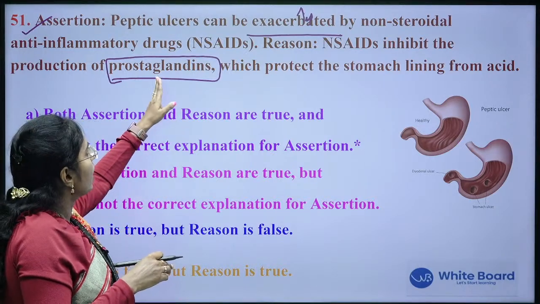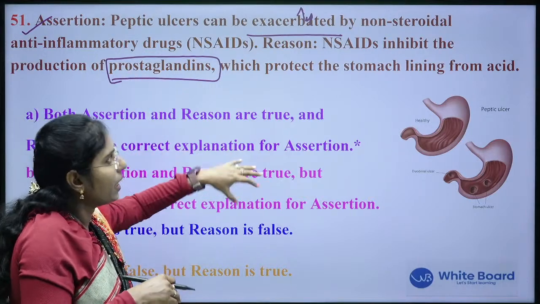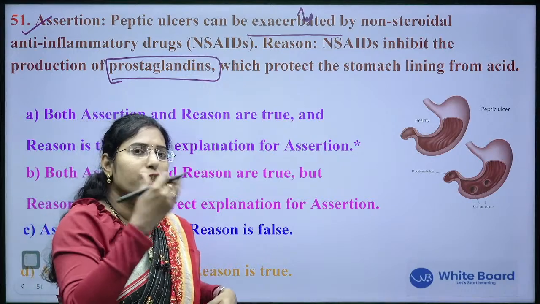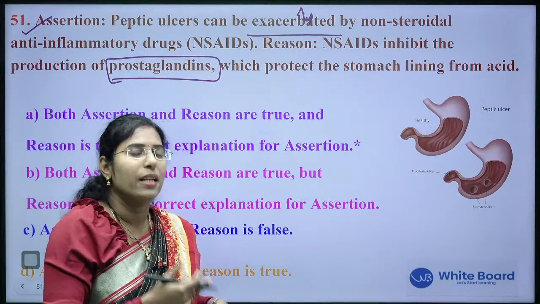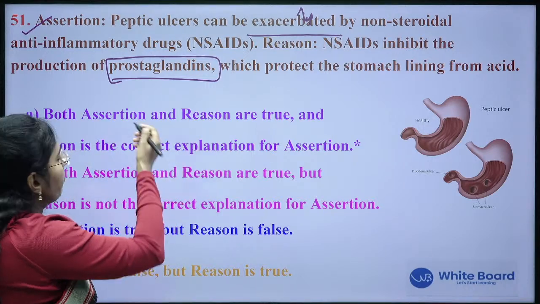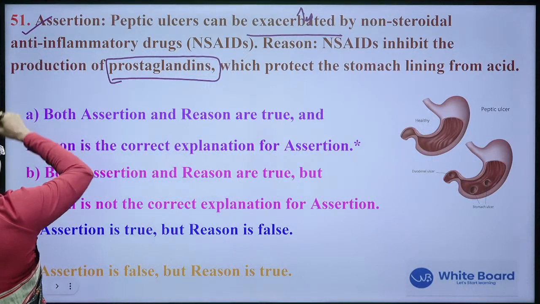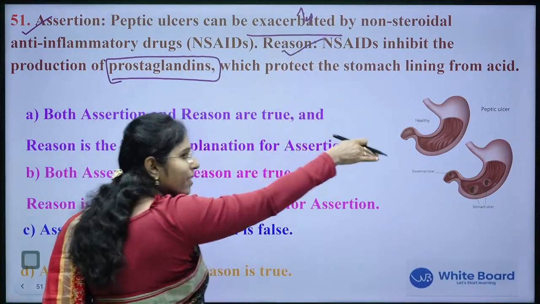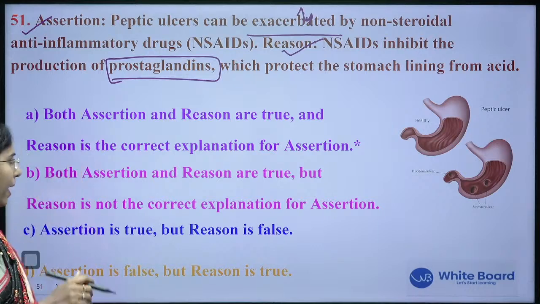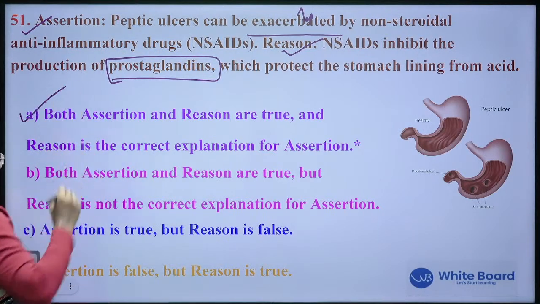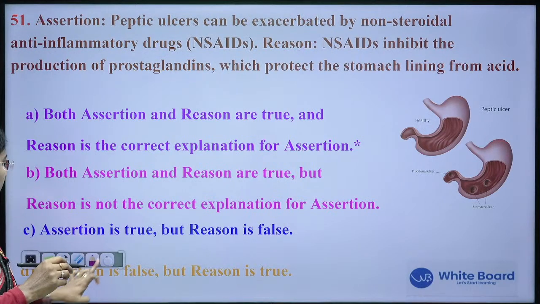If the prostaglandins are inhibited by these NSAIDs, then what happens? Excess acid production will be there in our stomach, and that leads to ulcers, or it causes peptic ulcers. So both assertion and reason are true, and the reason is the correct explanation of the assertion. So here the correct option is the first one. Coming to the next question.